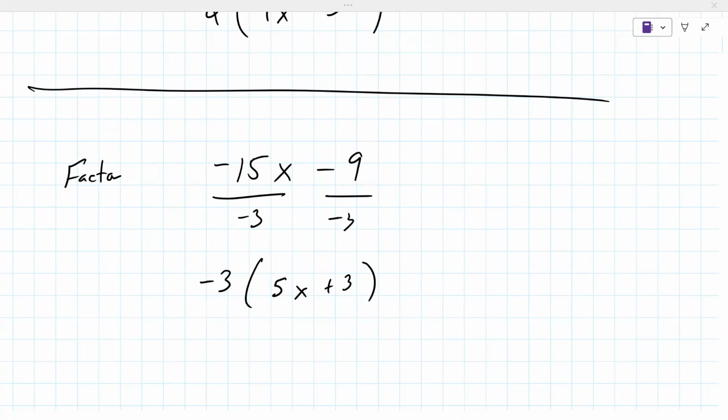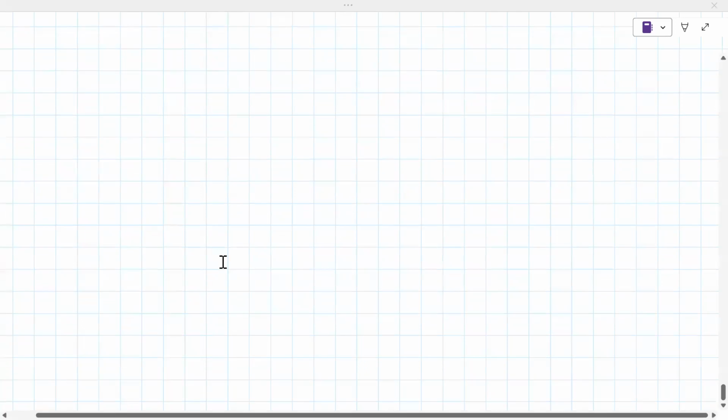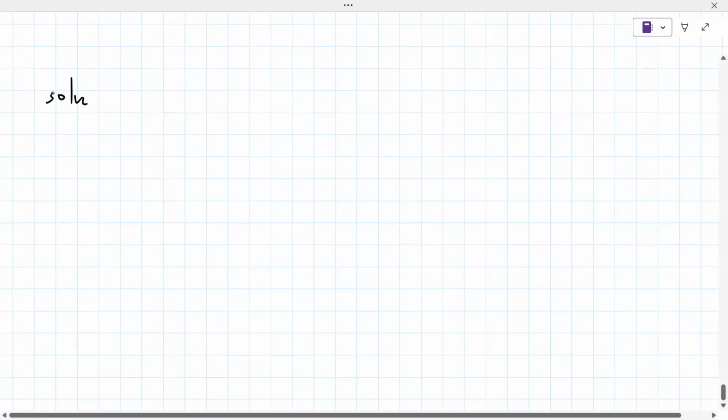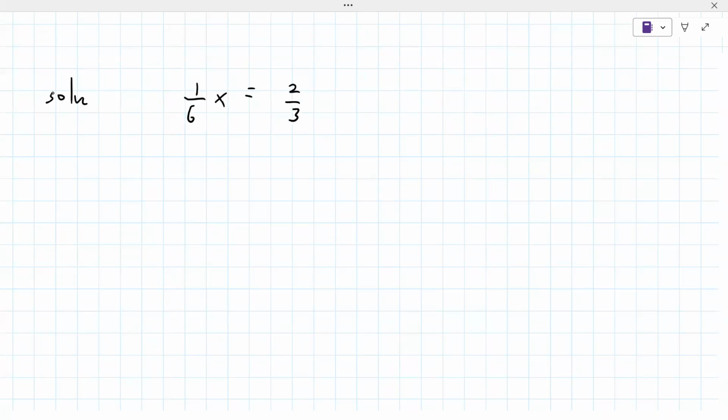Okay, let's try solving now. Let's ask you to solve 1/6 x equals 2/3. X equals 4. X equals 4, good.